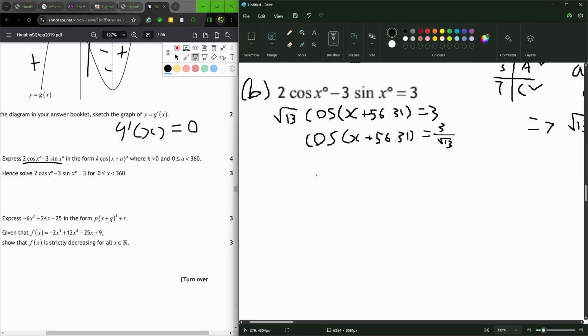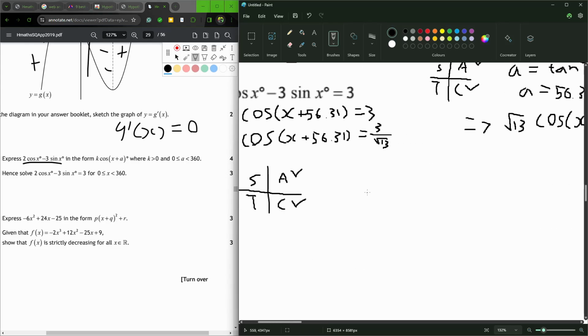Fantastic. Okay, then we're going to have to do another CAST diagram. I know. All Smokers Take Cancer. Cos is positive in the first and fourth quadrants, so we're going to get answers there. Since it's in the first quadrant, we can be lazy and just take inverse cos of that and get a first answer. I'm going to write down a wee table: first quadrant, and over here the fourth quadrant.